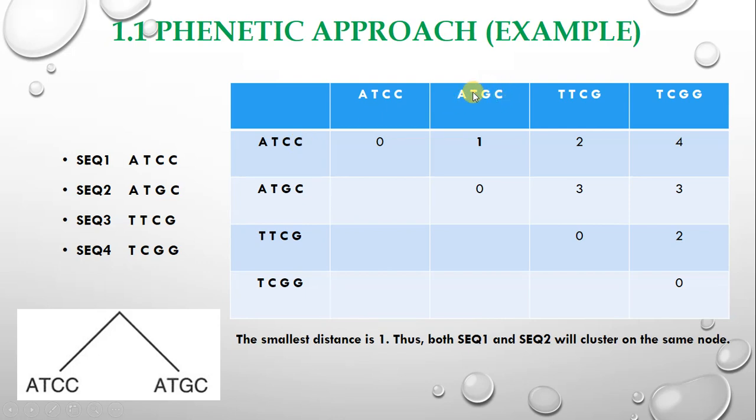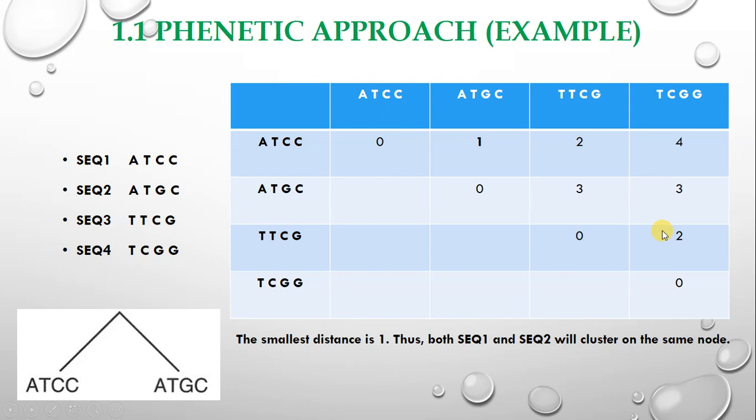So this is actually sequence 2, and this is actually sequence 1. Both sequence 2 and sequence 1 are apart with distance 1. It means the more mutations, the higher the distance. And if we compare sequence 1 with sequence 3, it has a distance value of 2, and if we compare sequence 1 with sequence 4, it has a distance value of 4.